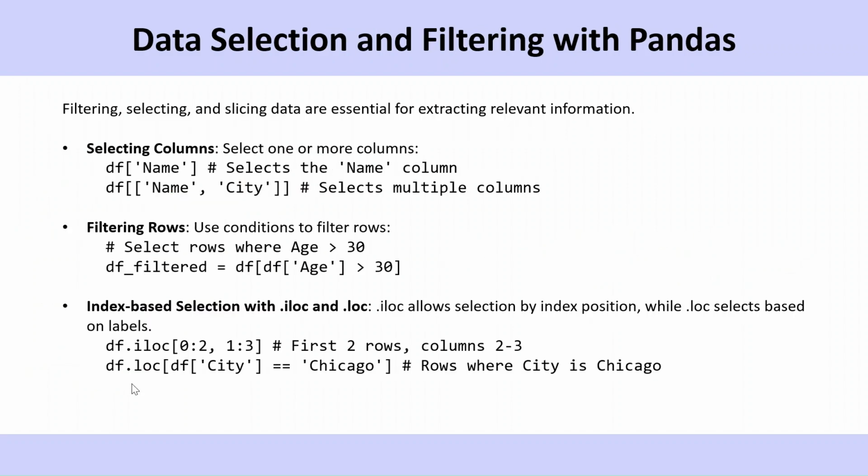Next is data selection and filtering with Pandas. Filtering, selecting, and slicing data are essential for extracting relevant information. Like for selecting the column, we can use df['name']. It selects the name column. And if we have to select multiple columns, we can separate them by comma, and remember to use single quotations for writing the column name. When it comes to filtering the rows, we can use conditions, and it is quite similar to what we used in SQL, just basic syntax differences there.